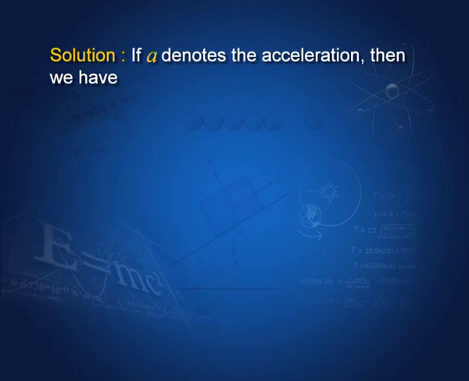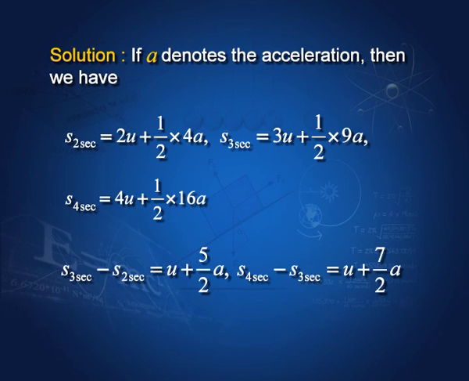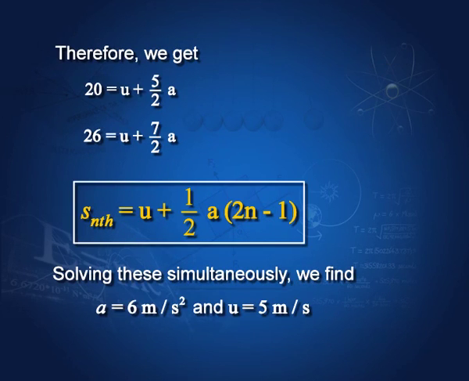If a denotes the acceleration, then the distance covered in 2 seconds is 2 u plus half into 4 a, the distance covered in 3 seconds is 3 u plus half into 9 a, and the distance covered in 4 seconds is 4 u plus half into 16 a. Now, if I subtract S2 from S3, I get the distance covered in the 3rd second, that is u plus 5 by 2 a. If I subtract S3 from S4, I get u plus 7 by 2 a, the distance covered in the 4th second. In general, the distance covered in the nth second is equal to u plus half a into 2n minus 1.